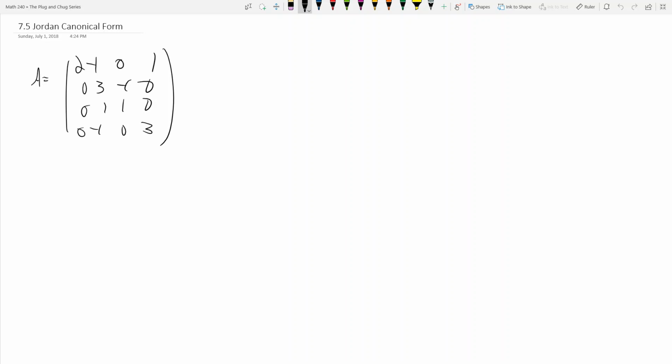Okay. Now, what do I want to do? Well, if this matrix is nice, we can write it like this: A equals SDS inverse. We've done this before. Cool. But what if this matrix is not nice? Well, that's where Jordan canonical form comes in.